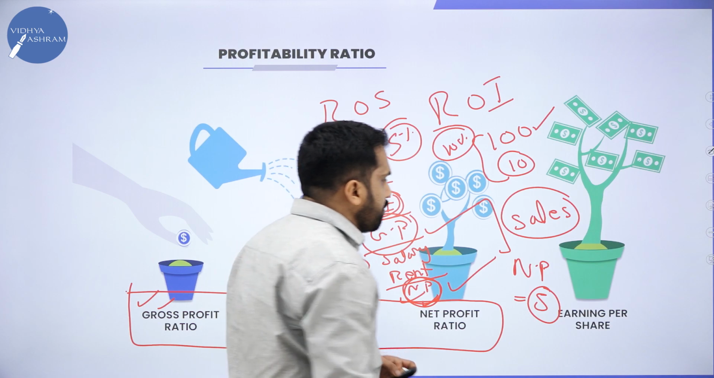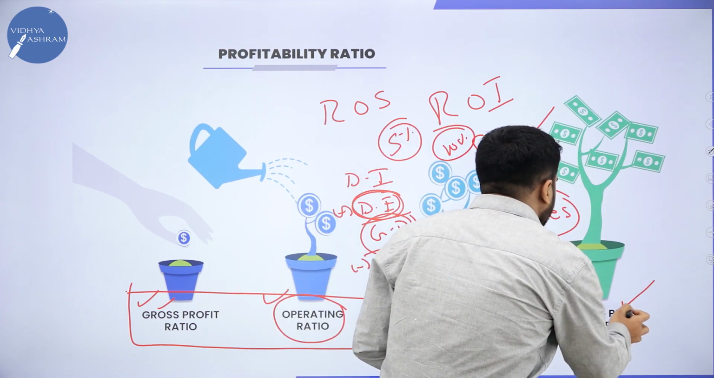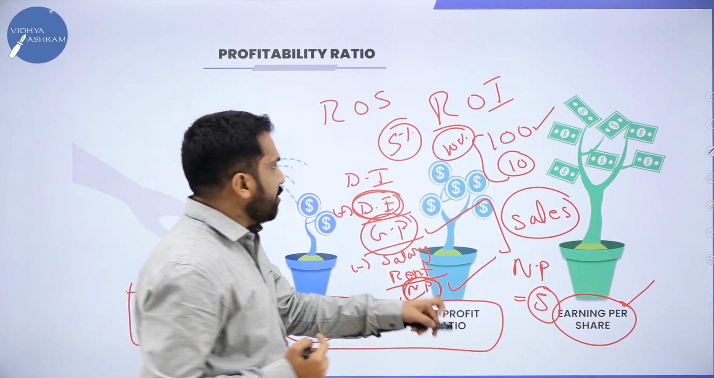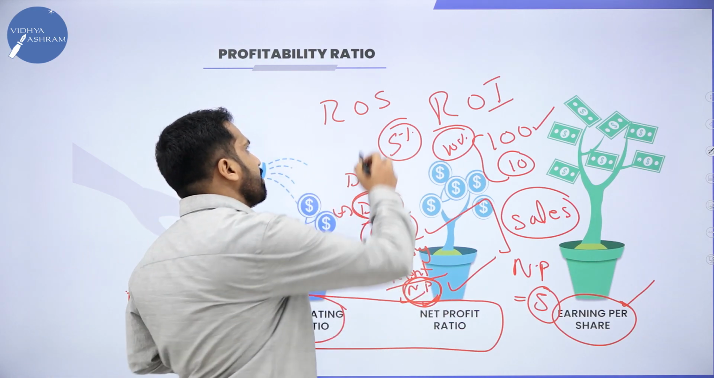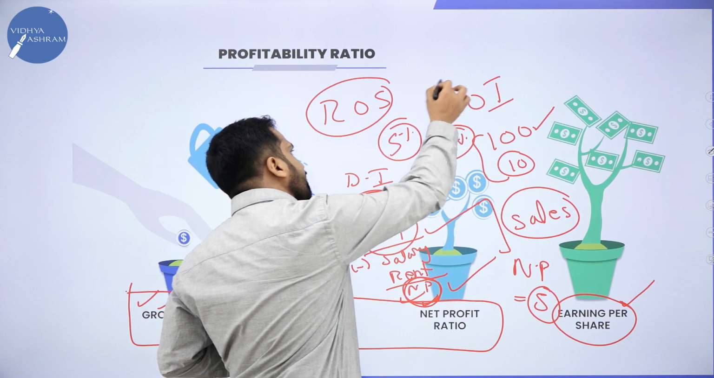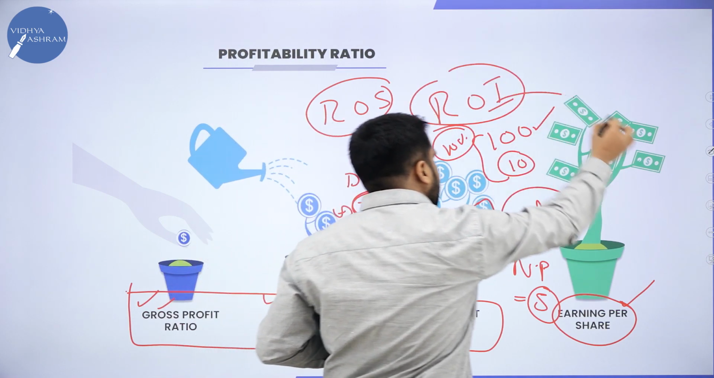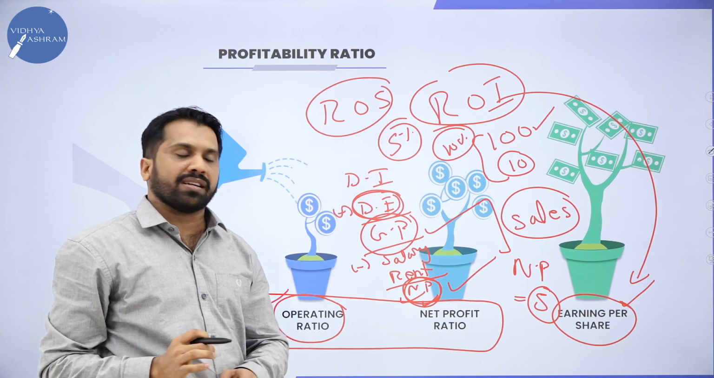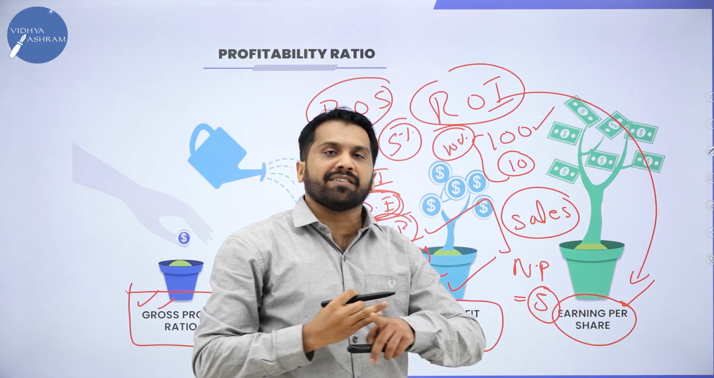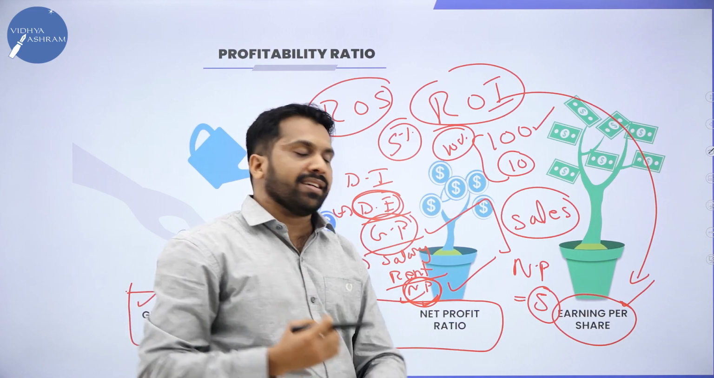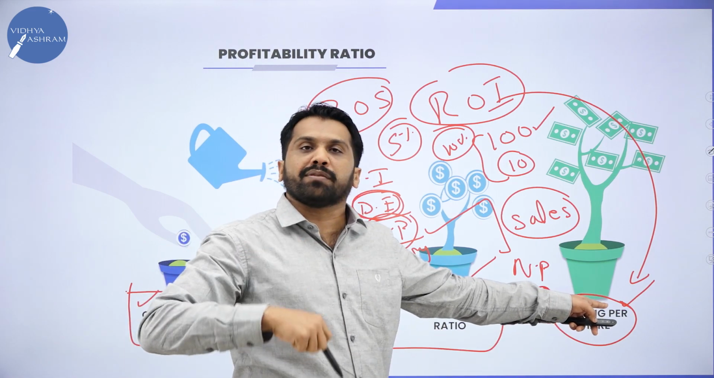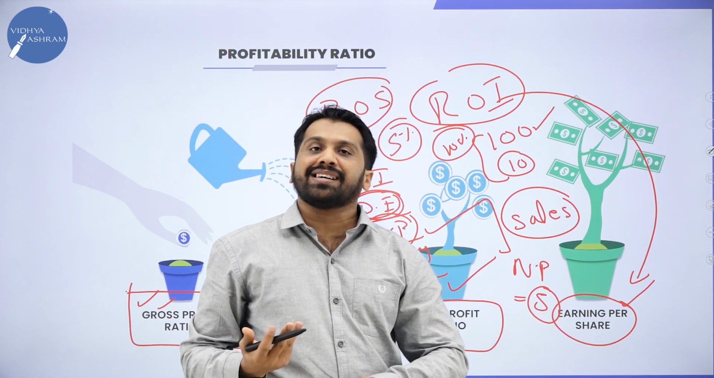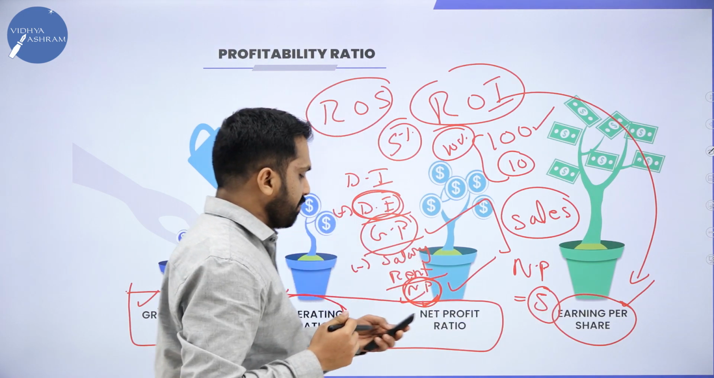Now, what about earning per share? This we'll discuss in your next session. As I told you, there are two types, return on sales and return on investment. This comes under return on investment. For example, you have invested in shares. Then, how much are you earning from that? That is called return on investment or earning per share.